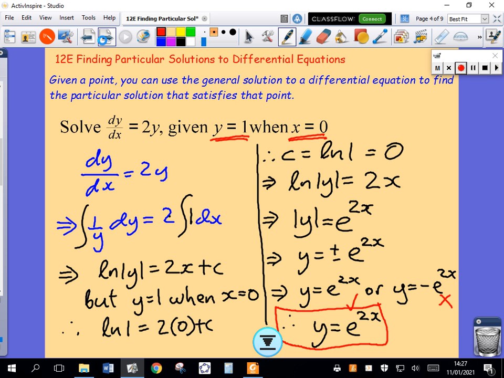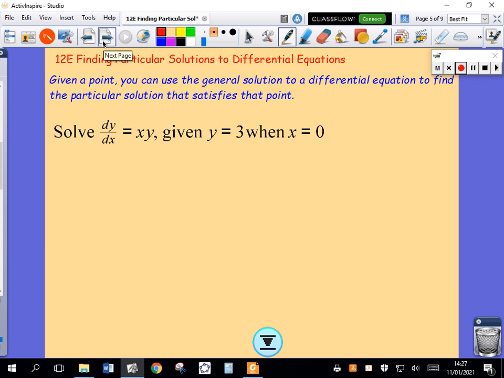Let me look at one more example. It says solve dy dx equals xy given y equals 3 when x is equal to 0. So again, step 1 is to find the general solution, and then I'm going to use the point to find the particular solution. I can use the general solution to find the particular solution at the point 0, 3. X is 0 and y is 3. So step 1 is to just separate here.